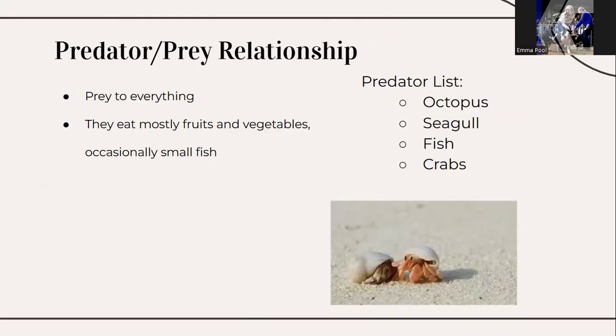And then predator-prey relationship. So hermit crabs aren't really a predator to anything because they are omnivores. So because of this, they are prey to everything. And since they are omnivores, they eat mostly fruits and vegetables, and occasionally a small fish, like a little minnow or something. And then the animals that do eat hermit crabs are octopus, seagull, fish, and crabs. Now, this is only a small list of the animals that eat them.